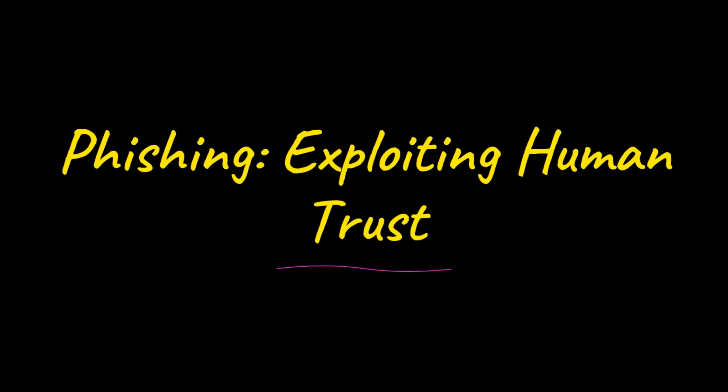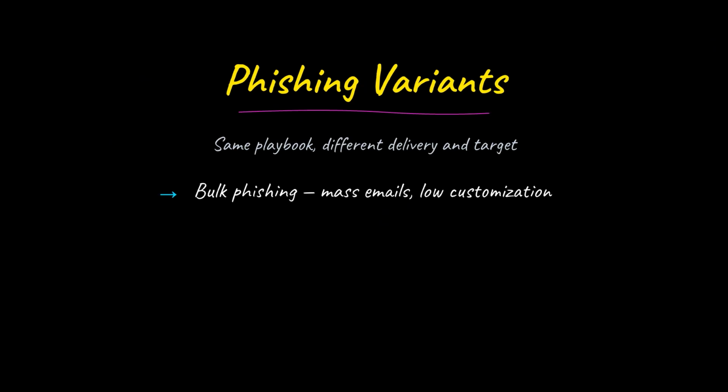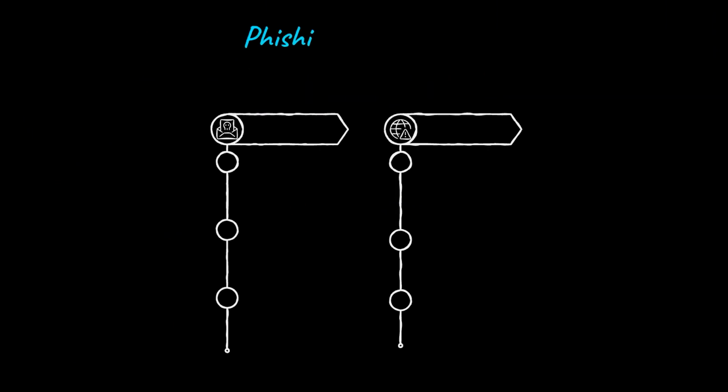Unlike most cyber attacks, phishing doesn't exploit software flaws, it exploits human psychology. Phishing comes in several forms. Bulk phishing blasts the same message to thousands hoping a few respond. Spear phishing customizes the message for one target, and whaling focuses that effort on high-value executives. Smishing and vishing shift the same deception to text messages and phone calls.